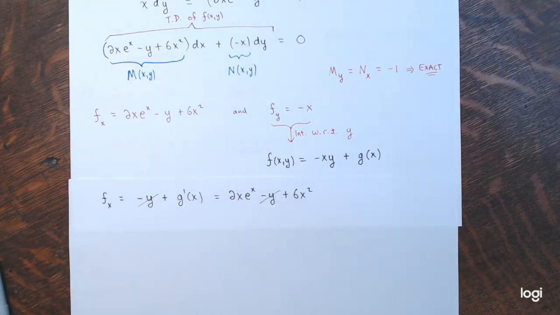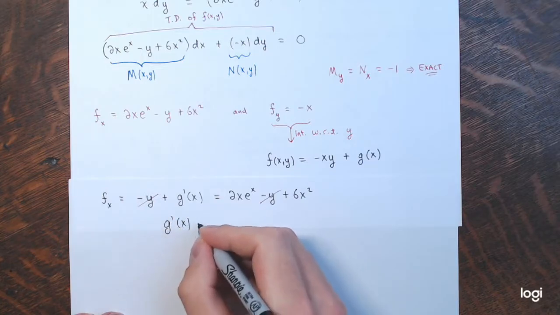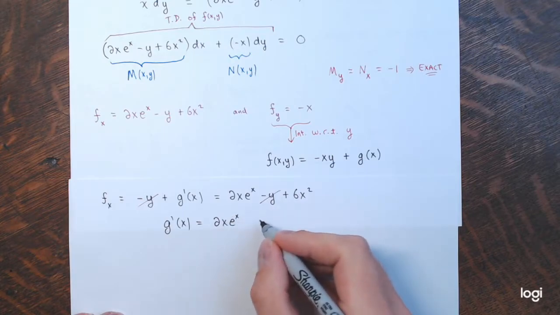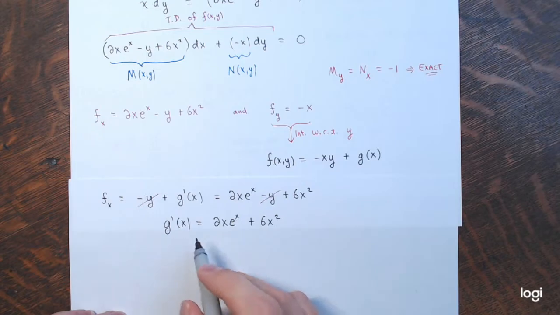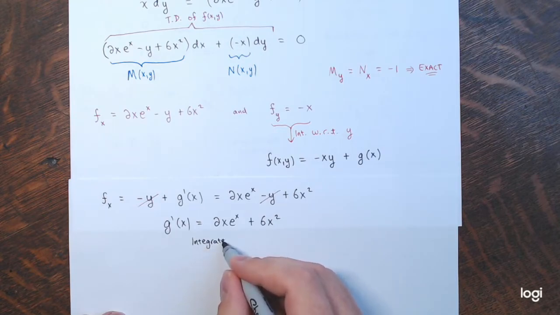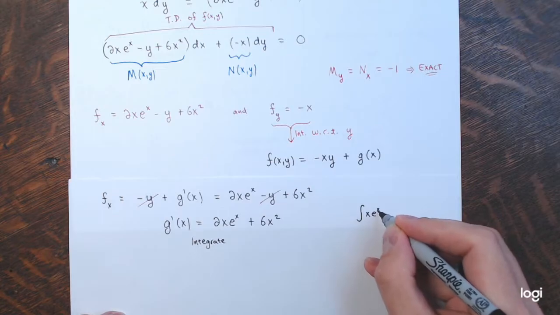And now I'm just left with g prime of x equals 2x e to the x plus 6x squared. And we integrate with respect to x, of course. This is all functions of x now. Now off to the side here, remember the integral of x times e to the x with respect to x.